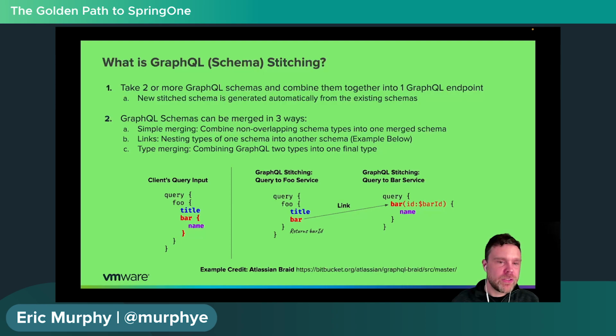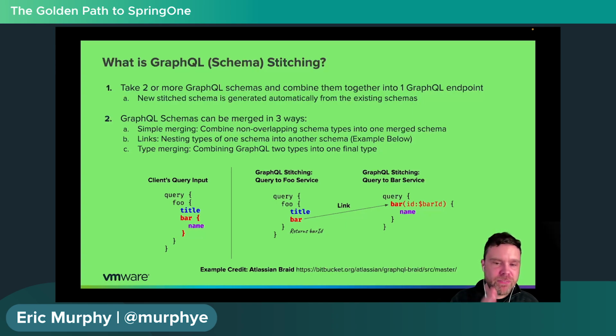The next way is through linking. This is where you're able to take these GraphQL types and nest them inside of each other. And there's an example below where, let's say, for example, you have a query input where in blue you have title, and in red you have bar, and underneath bar you have name in purple, right?